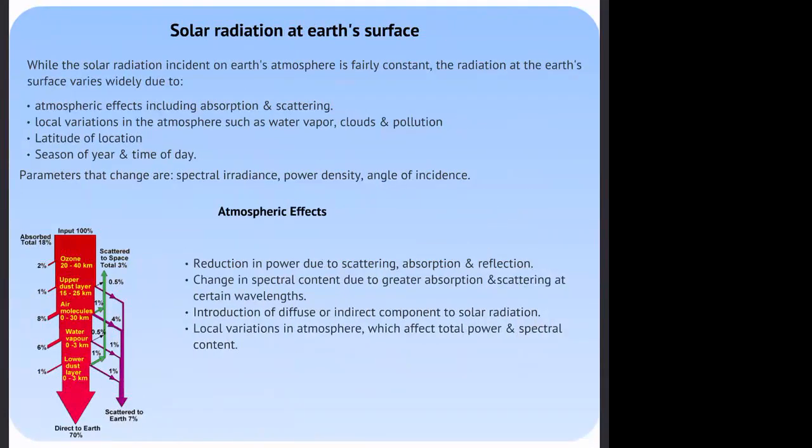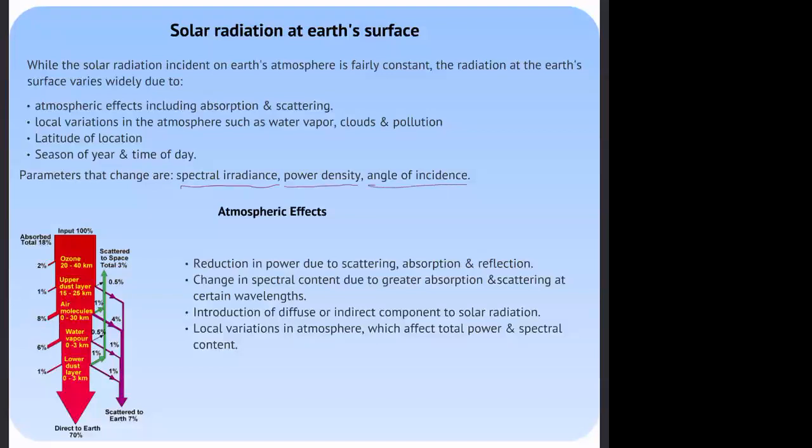Now, solar radiation on Earth is different than that in space. And the reason for this has to do with many factors, and you should be aware of what these are. The solar radiation incident on Earth's atmosphere out in space is very constant, but the radiation on the Earth's surface varies widely due to atmospheric effects, local variations in the atmosphere, such as water vapor, clouds, pollution, etc., latitude of the location, season of the year, and time of the day, of course, right? The parameters that change that are important for us are spectral irradiance, the power density, and the angle of incidence. All of these are quite important.